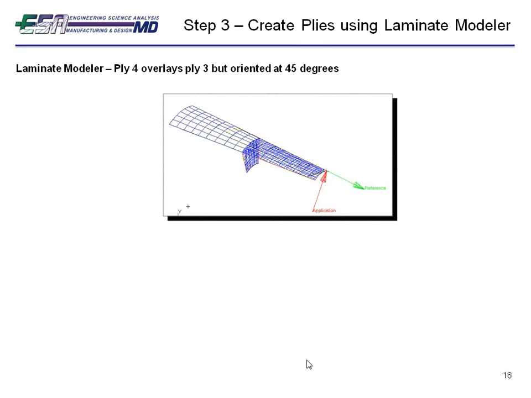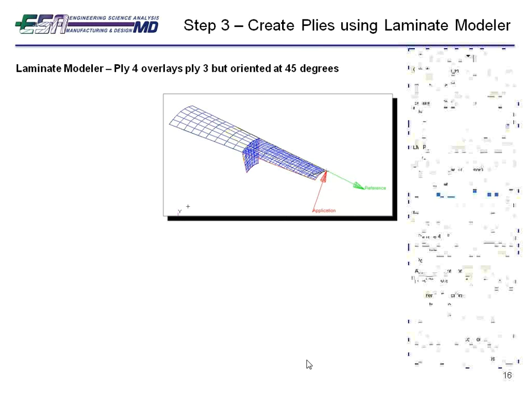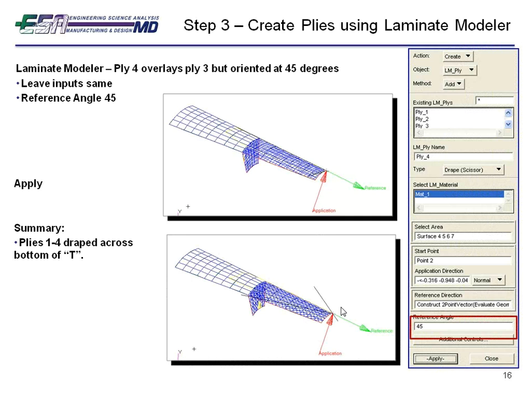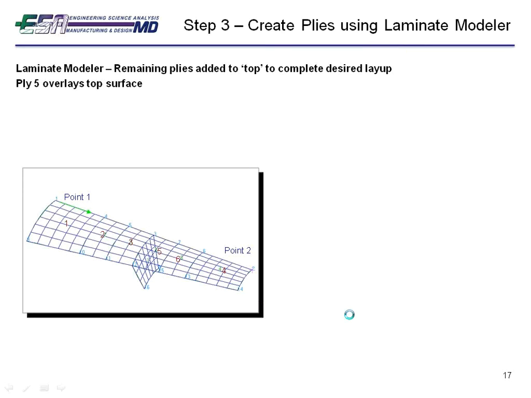For ply 4, the exact same location and inputs, except this one is going to be at a 45-degree orientation. All the inputs remain the same except reference angle. Push apply, and ply number 4 is in place. For the rest of the plies, we are going to apply them on the top surface of the fairing.